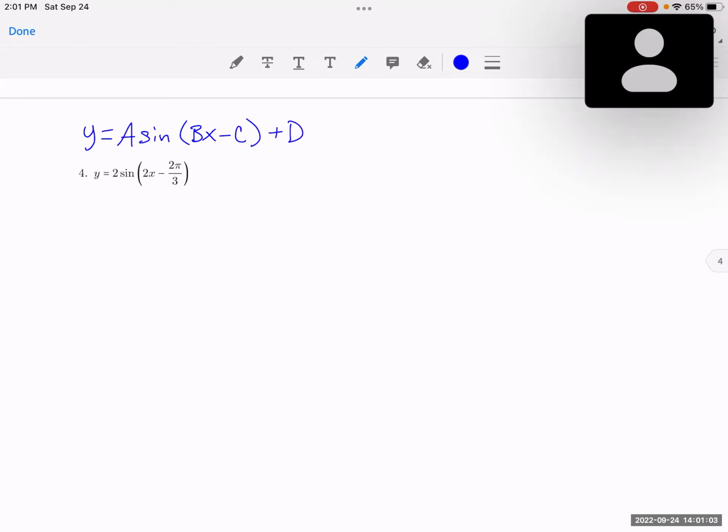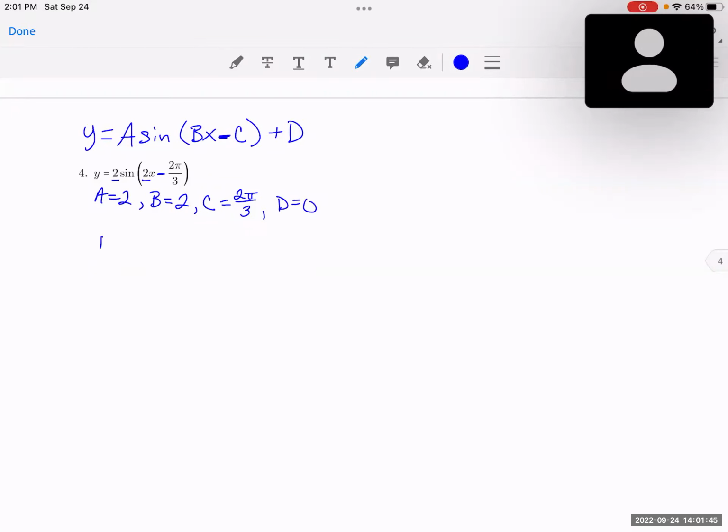So we're going to start by identifying A, B, C, and D, and then we'll find our period, our amplitude, and our phase shift. So in here, my A value is 2. My B value is also 2. My C value, this negative is built in right here, so my C value is just 2 pi over 3. I promise that building the negative into our formatting of our equation is really going to help your brain out. And then D, I don't have a D value here, so that's just 0.